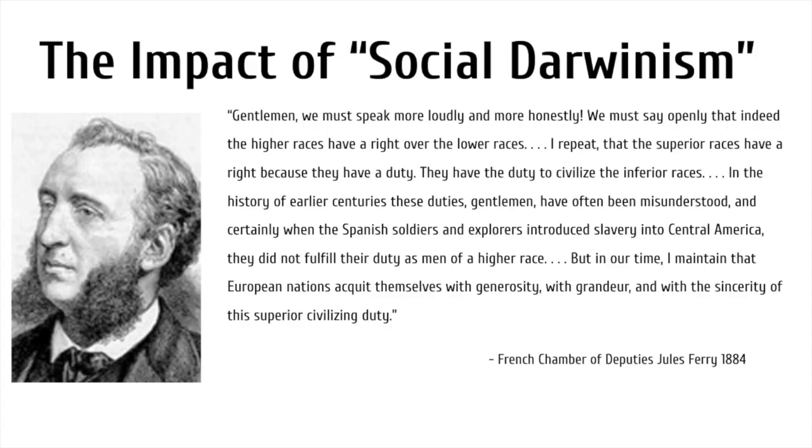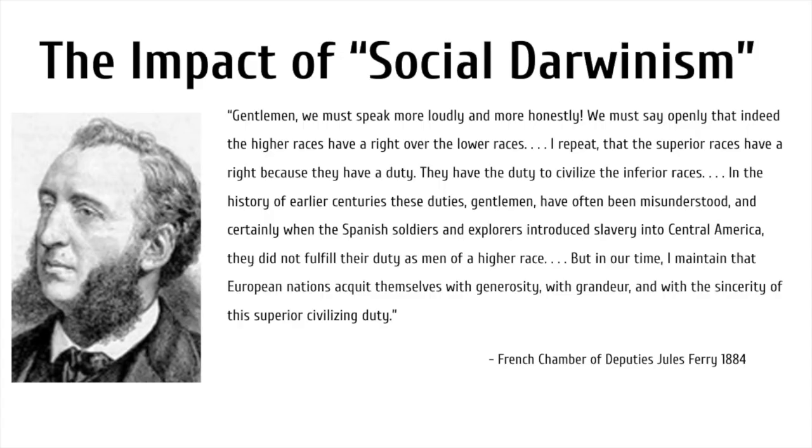we must speak more loudly and more honestly. We must say openly that indeed the higher races have a right over the lower races. I repeat that the superior races have a right because they have a duty. They have the duty to civilize the inferior races. In the history of earlier centuries, these duties, gentlemen, have often been misunderstood. And certainly, when the Spanish soldiers and explorers introduced slavery into Central America, they did not fulfill their duty as men of a higher race. But in our time, I maintain that European nations acquit themselves with generosity, with grandeur, and with the sincerity of this superior civilizing duty." Wow, there's a lot to unpack there, right?